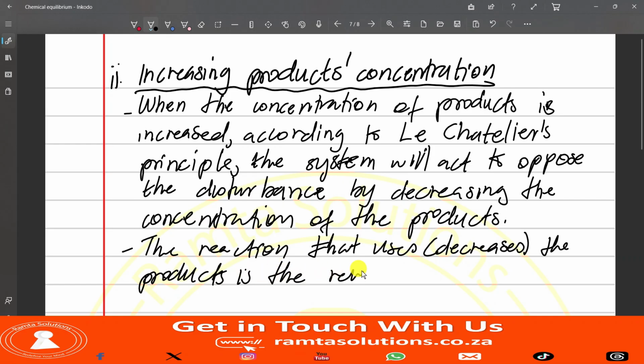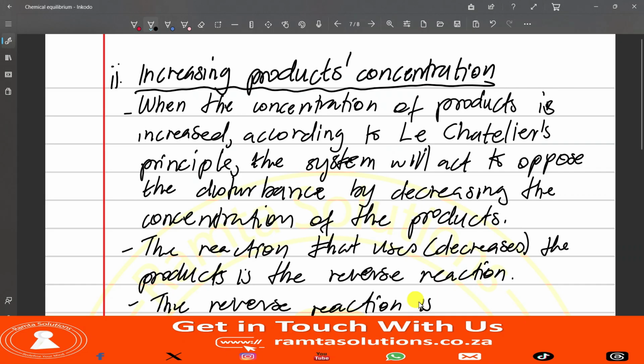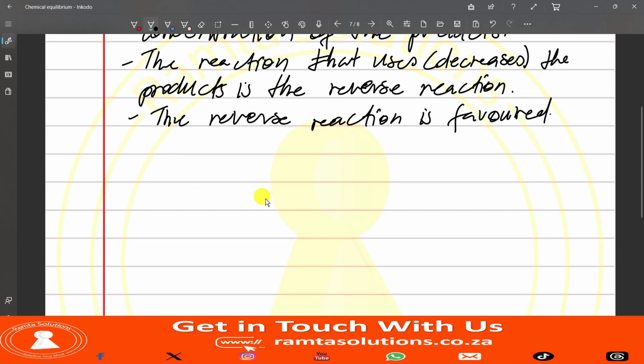Therefore, that means the reverse reaction is favored, isn't it? The reverse reaction is favored. Now, what happens when the reverse reaction is favored? The amount of products decreases.